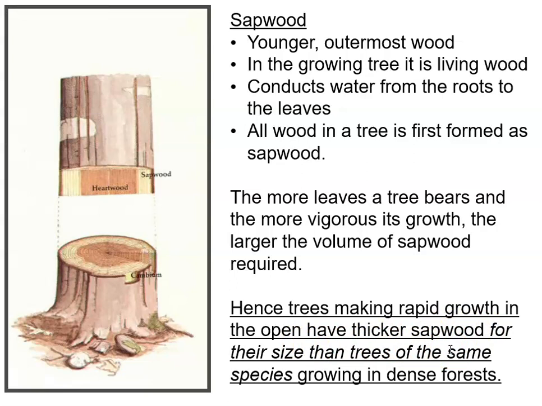So the more space, elbow room, so to speak, that a tree has, the more robust its growth could be, and then you could conclude that it has a greater amount of sapwood than the same species of tree growing in a dense forest where it doesn't have the room to grow.